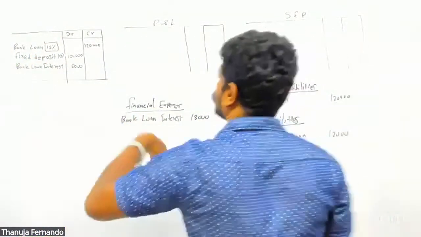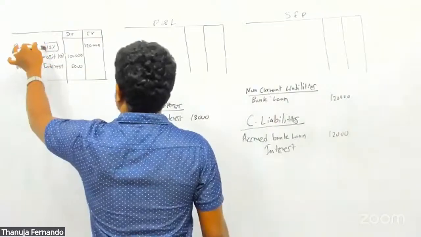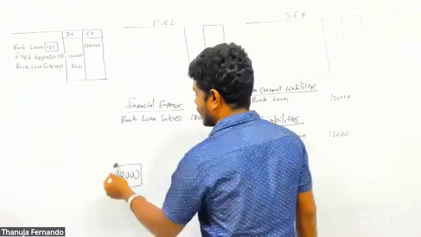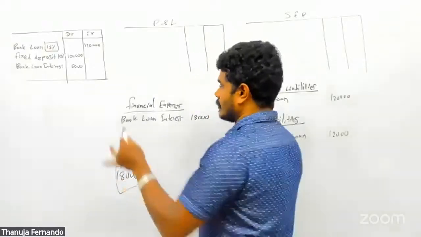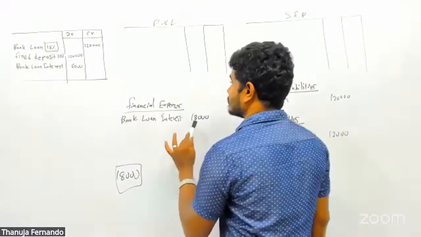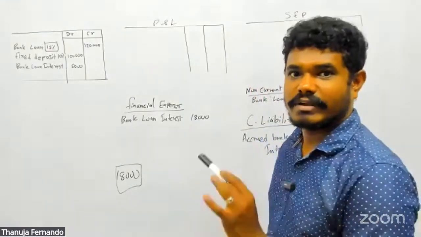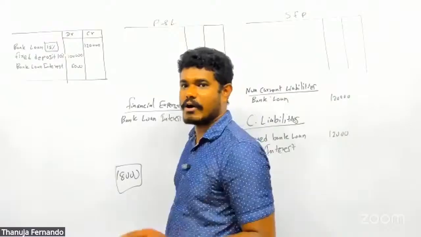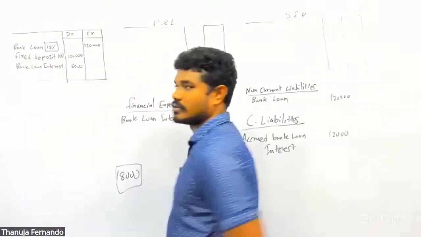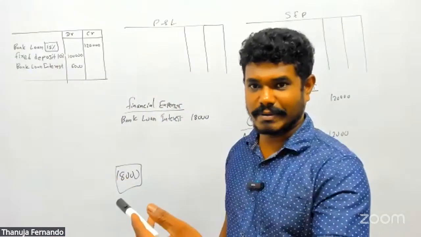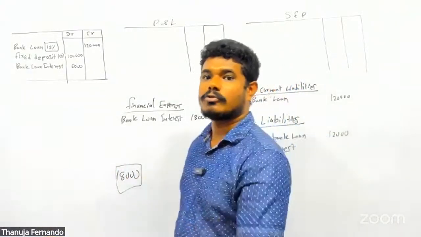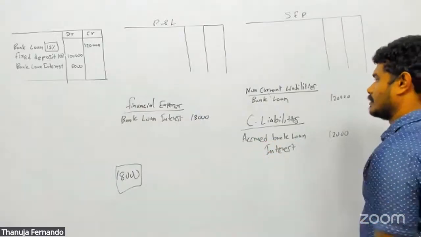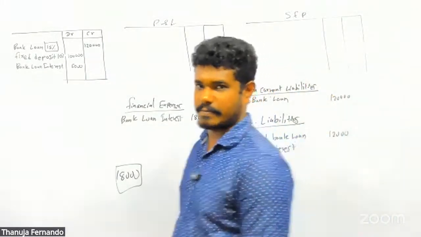Then we have to check about the bank loan interest. 15% of 120,000 is 18,000. It is an expense under financial expenses, bank loan interest. Then finally, we have to check whether we paid or not. Yes, we have paid, but only 6,000. We have to pay the total 18,000. It means 12,000 have to be paid. It means it is accrued bank loan interest. It is a current liability, right?